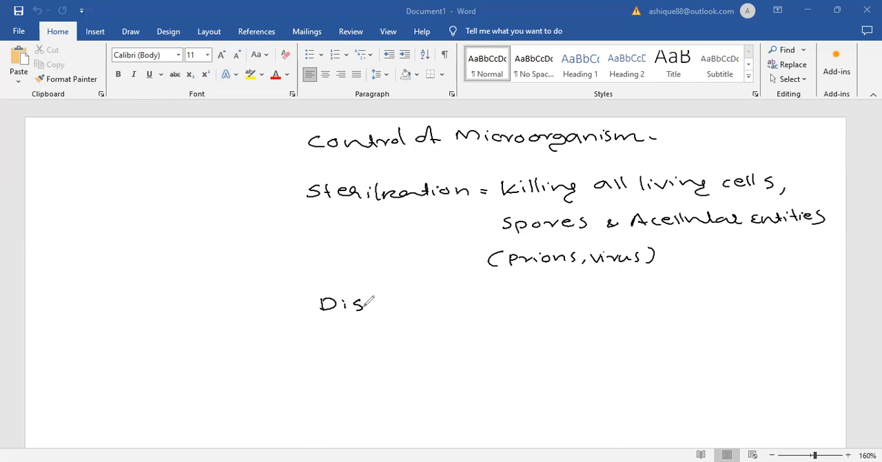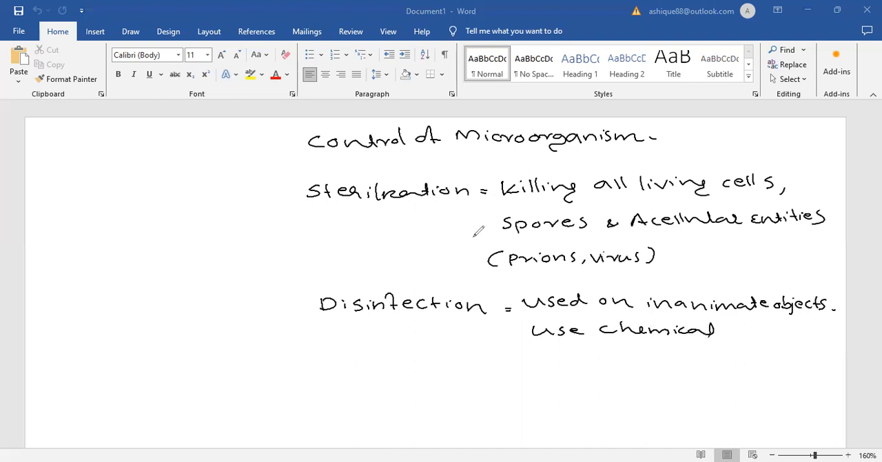Disinfection is another term. This disinfection that we perform is used on inanimate objects only. In inanimate objects only, we can use the term disinfection. In disinfection, we use chemicals, whereas in sterilization there is a procedure that we will discuss later. Anyhow, you can use the term disinfection on inanimate objects only, where we are using chemicals.